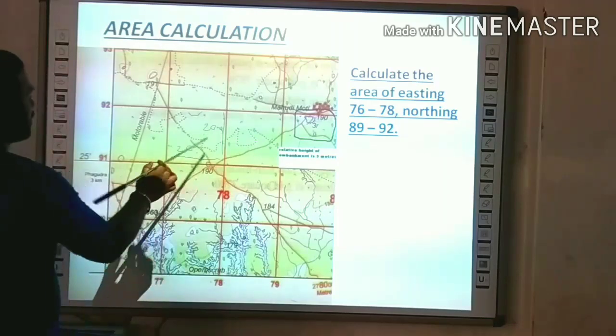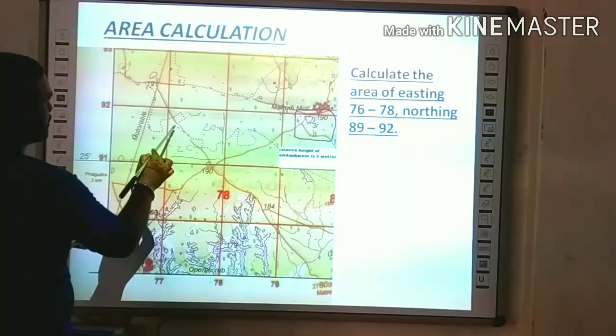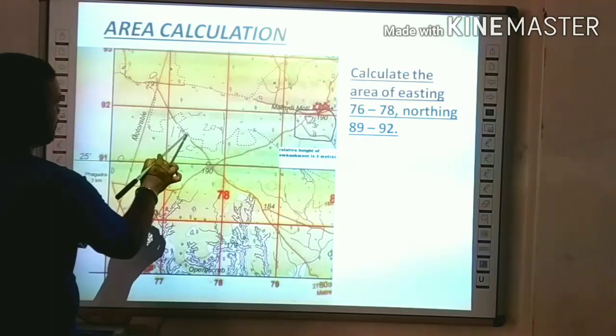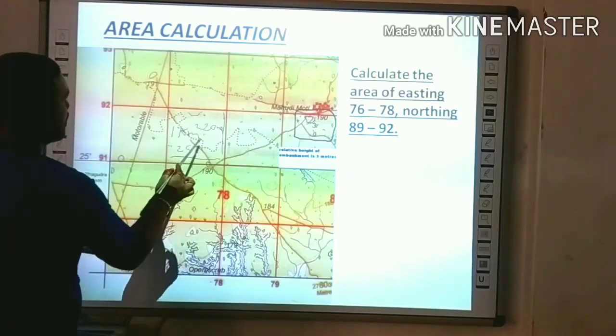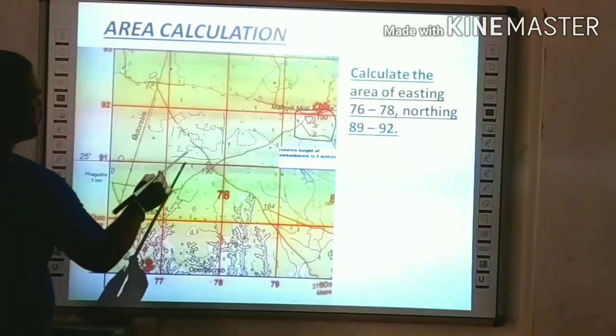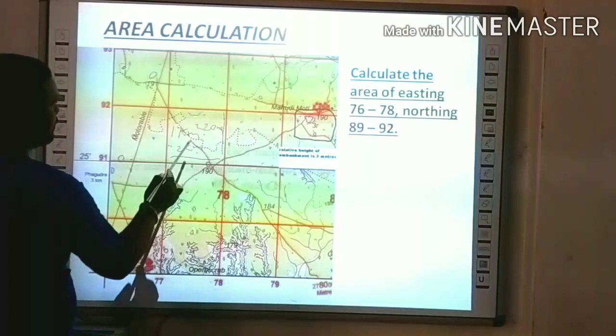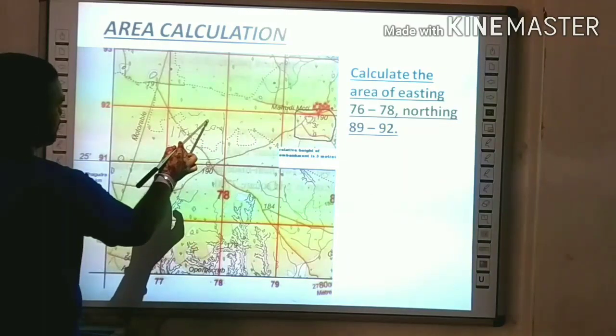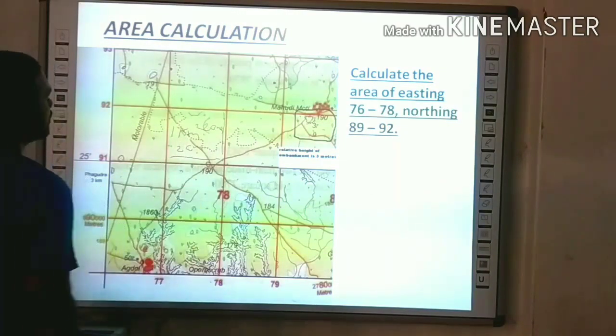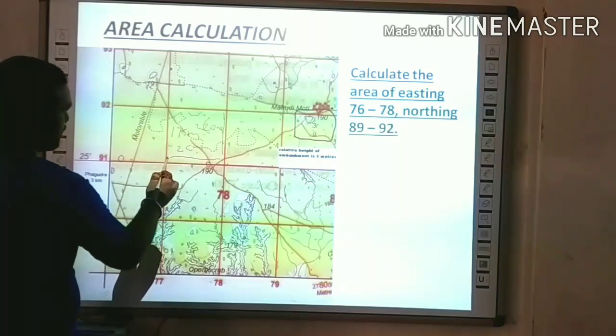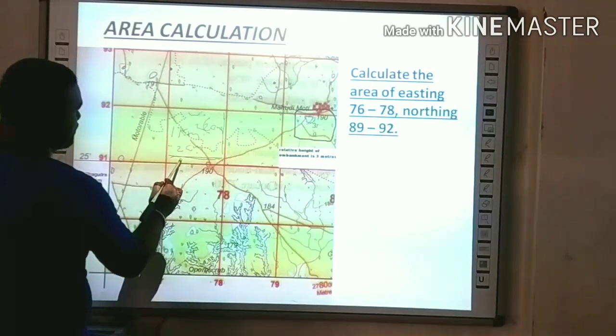So now a single side is 2 centimeter. How much will it be? It will be 1 kilometer. Therefore a single box is 1 kilometer square area. A single grid square has an area of 1 kilometer square.